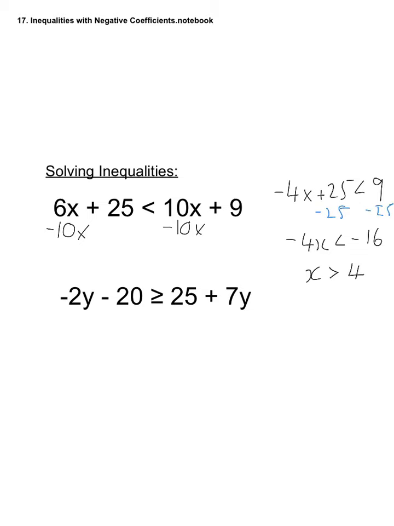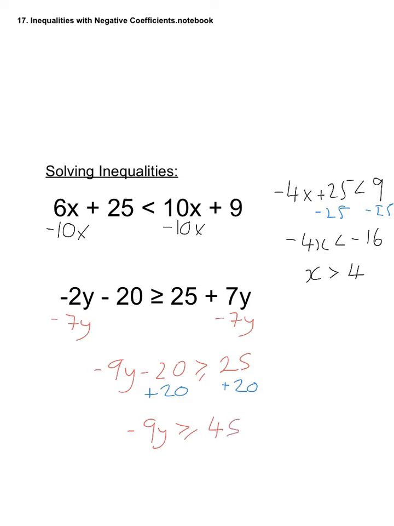First things first, we're going to take 7y off both sides for this one. Take 7y from there. Negative 2y, take away 7y is negative 9y's. Take away 20 is greater or equal to 25. In the next step, we are going to add on 20 here and add on 20 here because we want to do the opposite of negative 20. That gives us that minus 9y is greater or equal to 45.